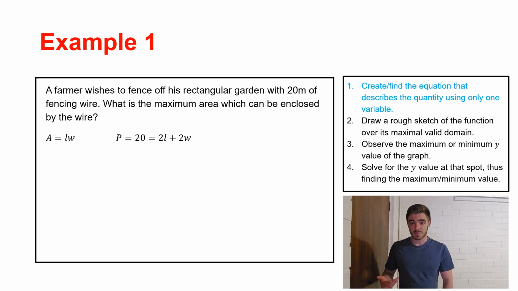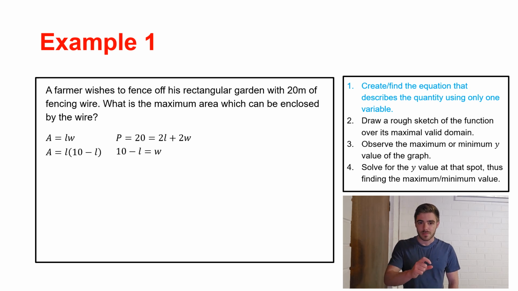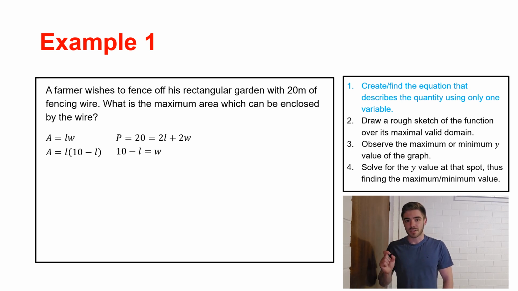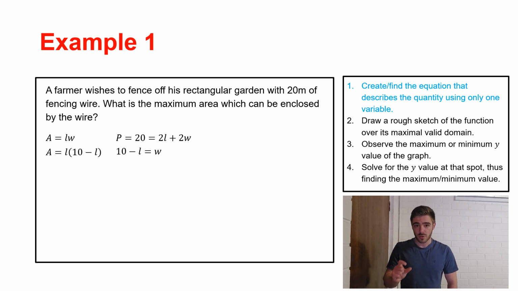The reason this matters is because we can actually rearrange this equation to get one of the variables on its own. In this case, I'm going to choose width, but it honestly doesn't matter which one you get on its own. All we do from here is substitute that rearranged equation into our area equation. And when you do that, if you had rearranged for width, you're going to get your area equation purely in terms of length. If you had rearranged for length, it's going to be in terms of width, but that's beside the point. So to summarize, step 1 is all about finding your area equation purely in terms of one variable.